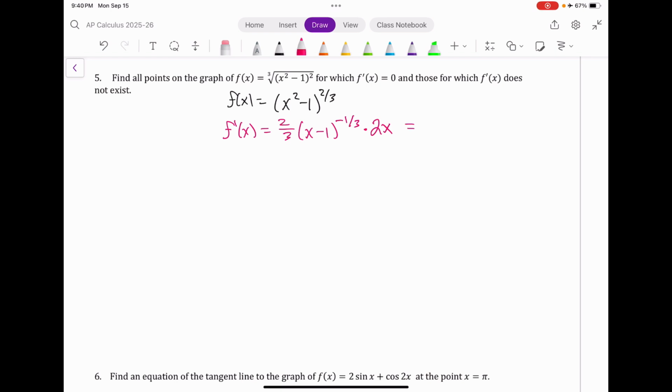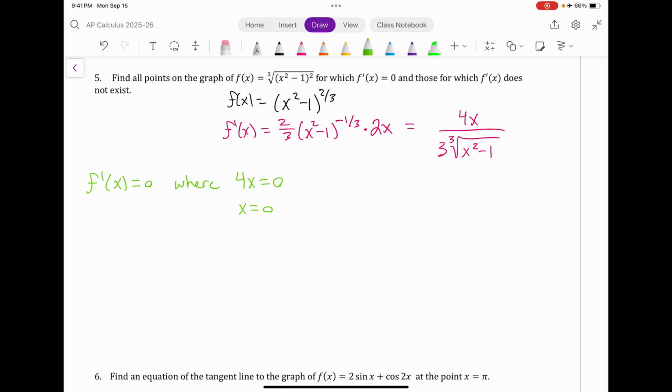So we could clean this up. We could say, okay, this is 4x over 3 times the cube root of x squared minus 1. Oh, I forgot the square right there. Okay, and then we want to figure out where the derivative equals 0, and where it doesn't exist. Okay, so the derivative would equal 0 where the numerator equals 0, so that's where 4x equals 0. So that would make x equal to 0 if you solve that.